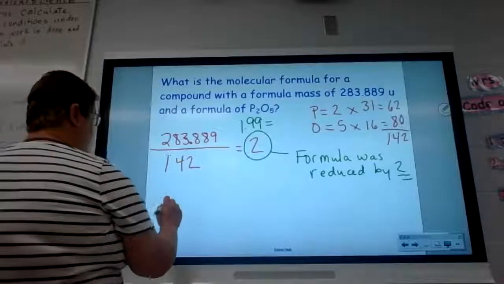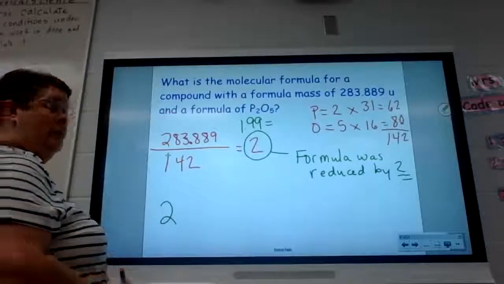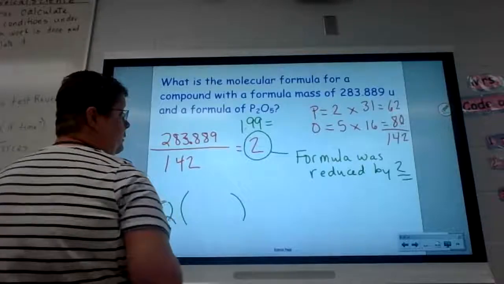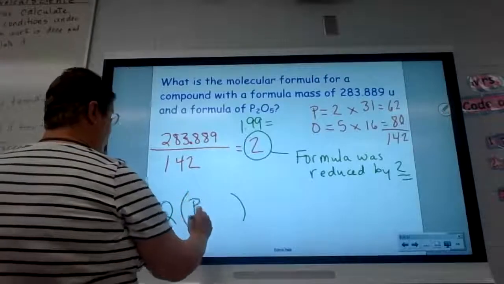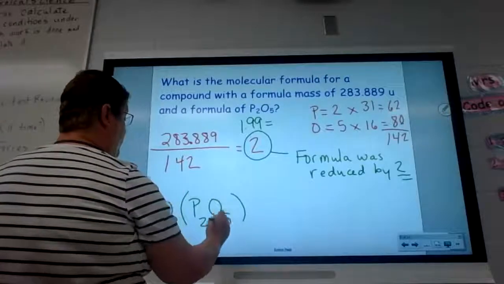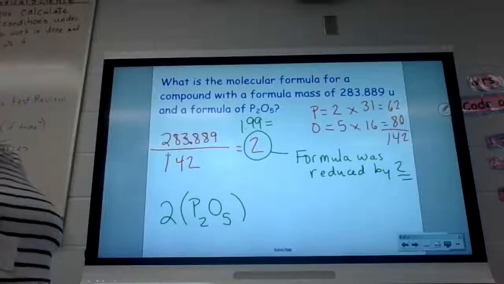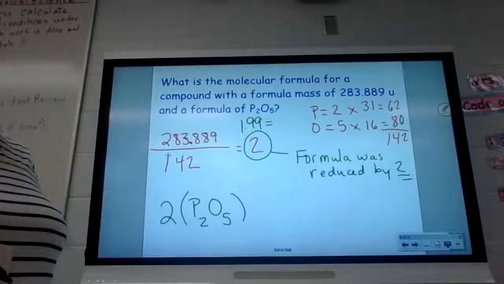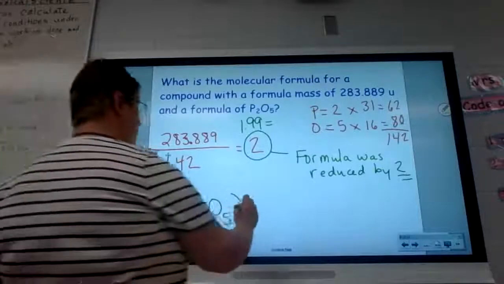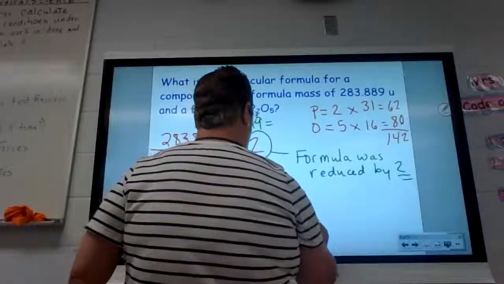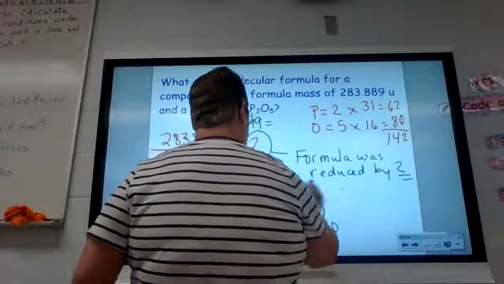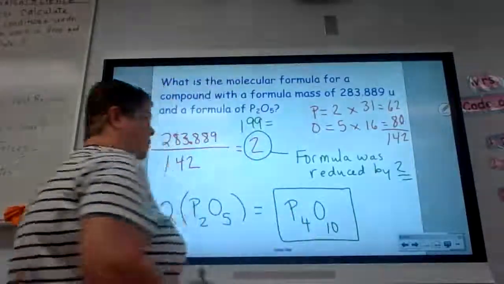So you're taking the whole number of 2, and you're multiplying it by the empirical formula. The empirical formula is P2O5. So what are we going to get? P4O10. So this is our molecular formula.